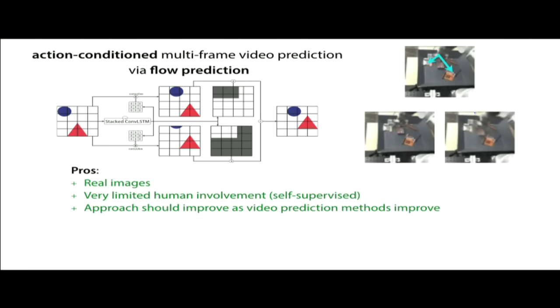Video prediction is a very active area of research. I think there were 3 or 4 papers at NIPS last year on video prediction, and several submissions at ICLR this year. So as video prediction methods improve, we should be able to improve methods that plan with video prediction. Yeah? Do you view the model as learning optical flow under the hood?